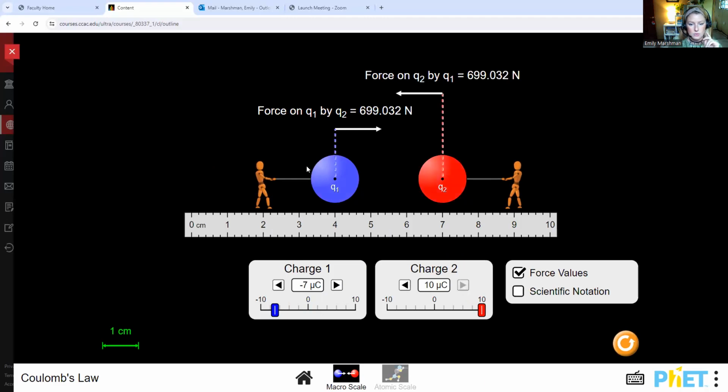Okay. So Q1, charge 1, has a charge of -7. This funny looking M is the micro. So -7 microcoulombs. That would be times 10 to the -6th coulombs. And charge 2 has 10 microcoulombs, or 10 times 10 to the -6th coulombs. So let's write that in the table, -7 and 10.